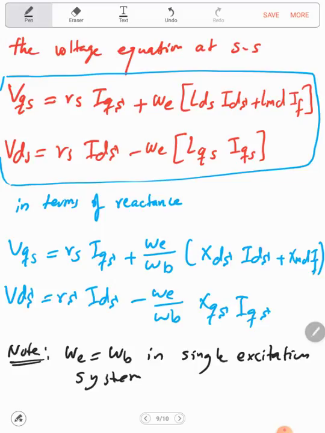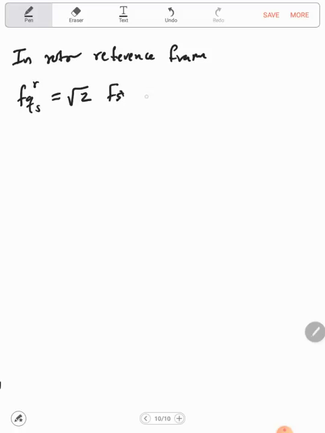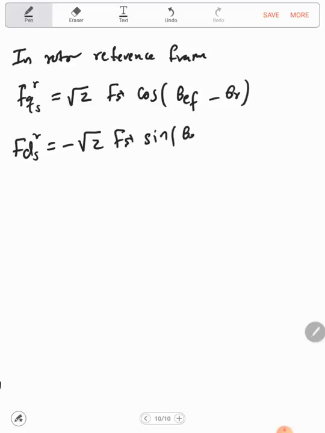Sometimes it's better to represent the phasor in terms of the rotor angle. So here we will rewrite the phasor in terms of the rotor angle. Let's recall that in rotor reference frame, we can write F_qs^r equal to square root of 2 F_s cosine (theta_ef minus theta_r), and F_ds^r equal to minus square root of 2 F_s sine (theta_ef minus theta_r).